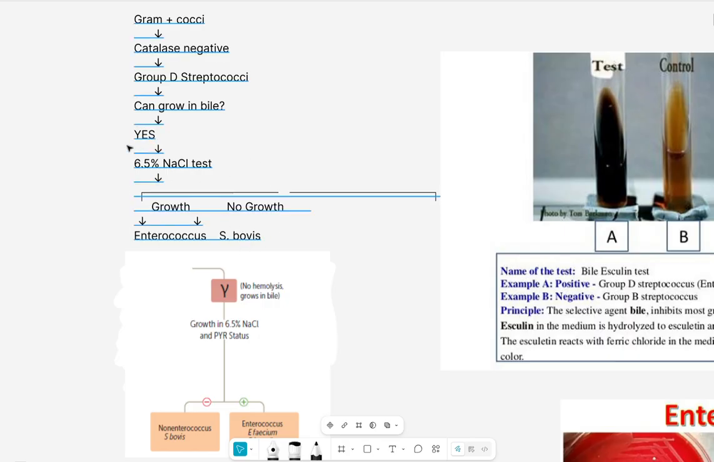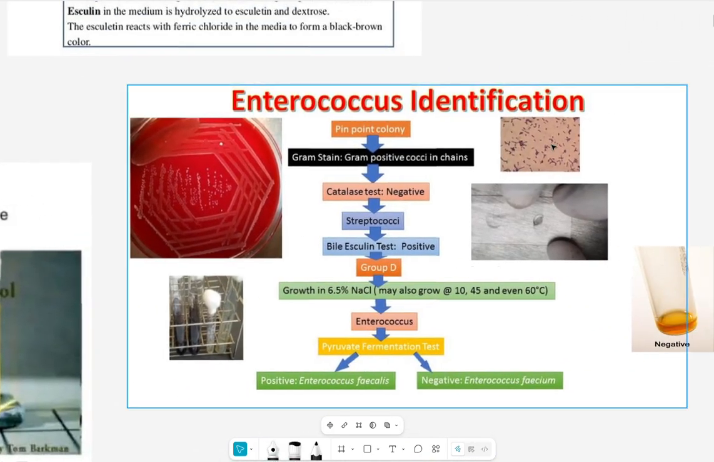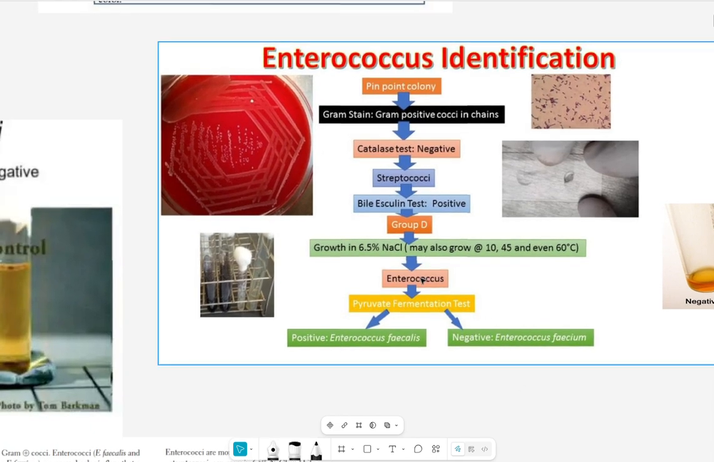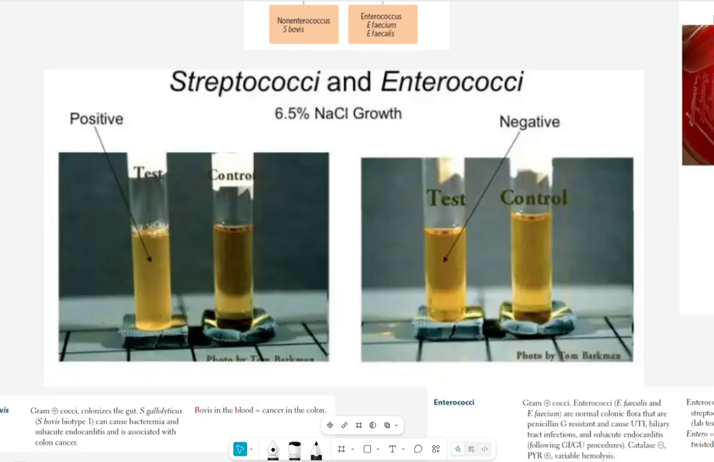And now to further differentiate between the Enterococcus species and the S. bovis species, we do a 6.5% NaCl test. Now, for the Enterococcus identification, in order to know if it's Enterococcus or not, we do the 6.5% NaCl growth test. Now, what is this 6.5% NaCl growth test? You must know that the intestine basically has really harsh conditions, right? You have these acids and whatnot in the intestine. So for the intestine species to survive, they must be able to survive very harsh conditions.